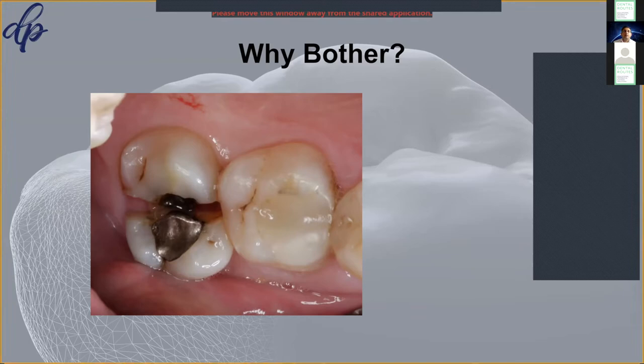And looking at the faceting on a non-working side, the non-functional cusp, you need to really ask the question why the faceting is there, and you need to really assess the occlusion, because that could be a non-working side contact, and the patient might be biting on there and might have fractured that tooth. Or even if it's a working side contact, having a guidance from 7 is quite detrimental, and we will see that further when we progress in the lecture.